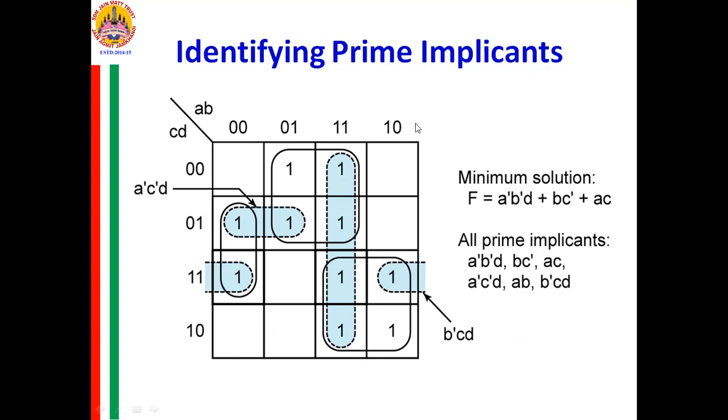All possible prime implicants are listed here. But what is the minimum solution? So which is essential and gives the minimum number of literals is expressed. So first let us concentrate on how many prime implicants there are. This is a group of 4 ones which forms a quad. From this quad, it is not possible to form an octet. So therefore, this is a prime implicant. This group of ones is a prime implicant.